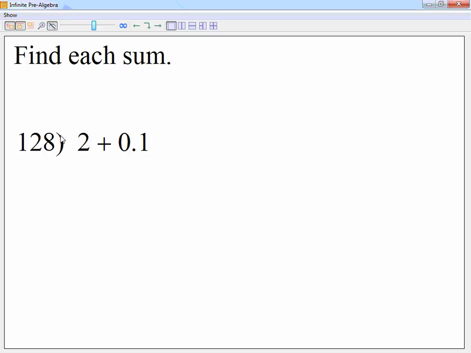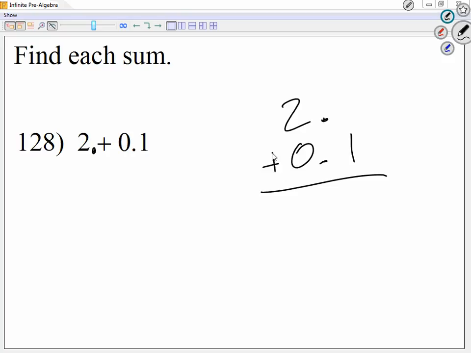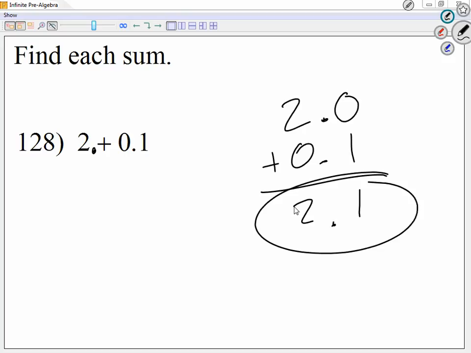Looking at number 128, if you don't see the decimal, it's at the end. So this one I'm going to line it up as 2 point, and then 0.1. I'm going to add these numbers. If your numbers are not the same length, you can always add zeros to make them the same length. I have 0 plus 1, 2 plus 0. My answer is 2.1. Once again, line up the decimal point. So that's adding and subtracting. That will take us up until 138. Any questions up until 138?